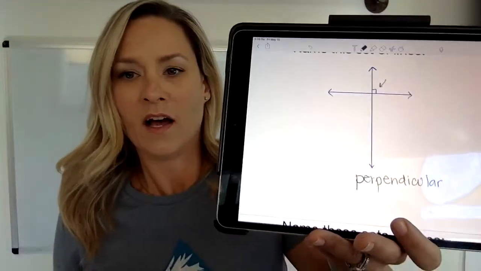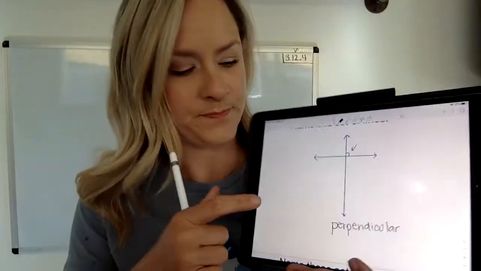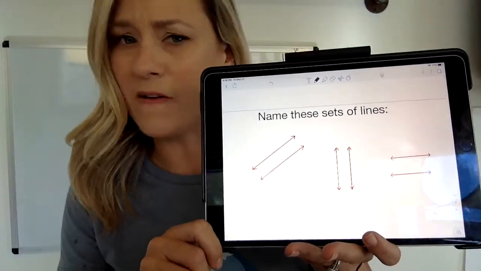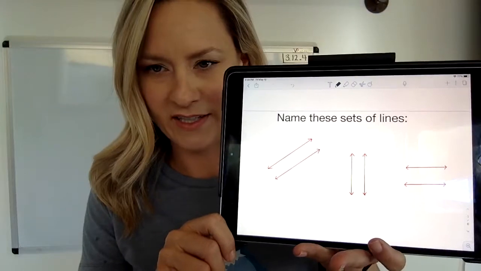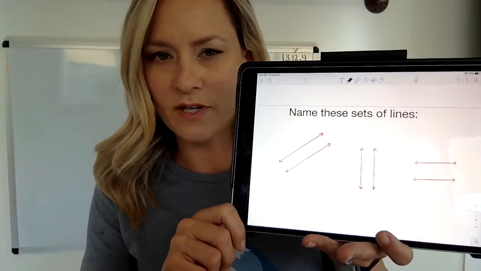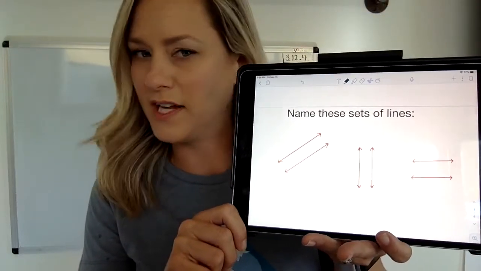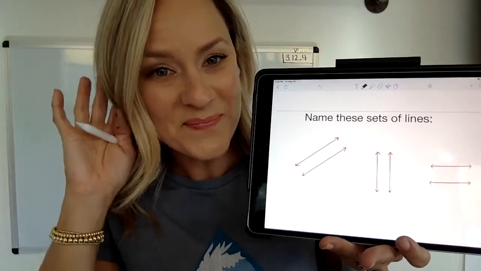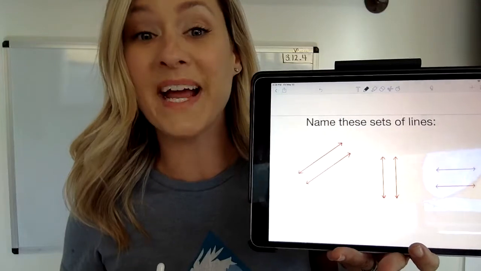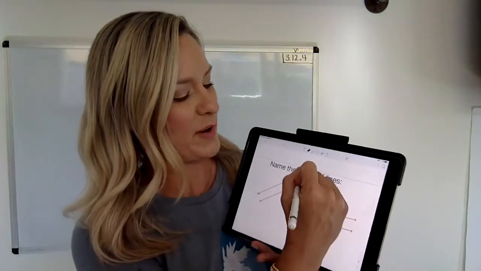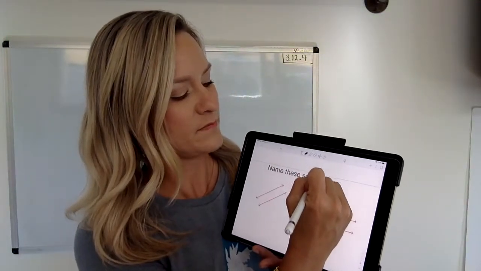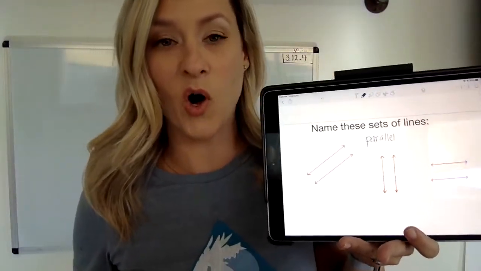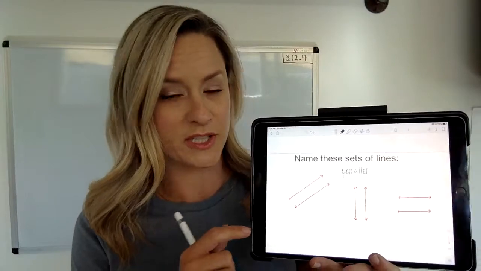All right. Next one. You guys ready for this one? Name these sets of lines. They all fall under the same category. They're lines that go forever and ever in the same direction and will never cross. These are called, tell me, 1, 2, 3, tell me. You're right. These are called parallel lines. All right, so parallel lines will never intersect with one another, right? They will always just keep moving in the same direction.